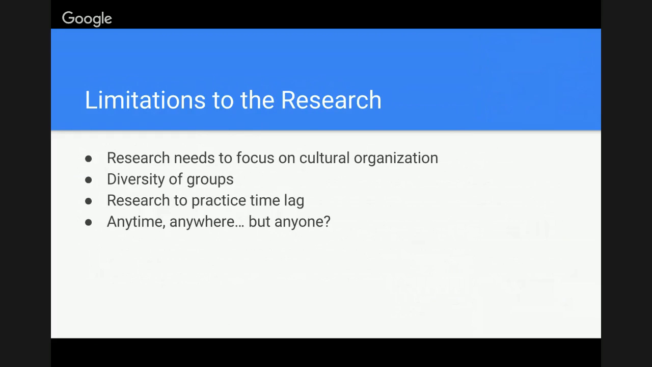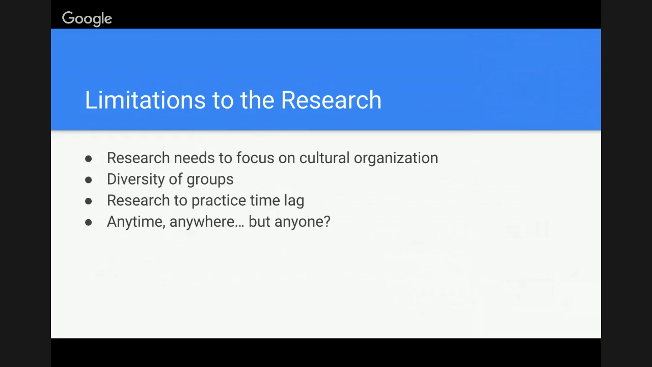Next. So this is from Dr. Power's podcast with John Traxler. He says limitations to current research is that research needs to focus on cultural organization, and in the past the focus of research has been on the issue of pedagogy and technology. Instead, it needs to be on the cultural organization and working with everyone as opposed to just researchers and innovators.